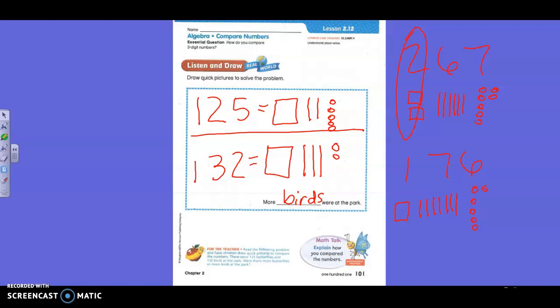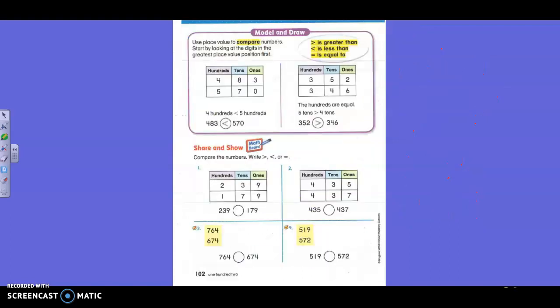Yeah, people can go down to the bottom. Yeah, read the story problem. I know. Yeah, I do that. Okay, next page. Yep, flip it over.